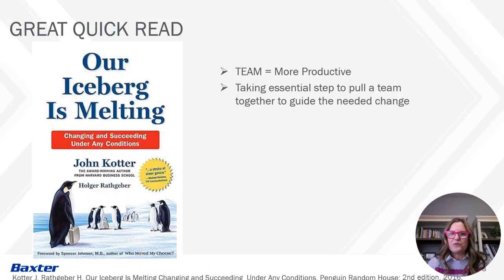I think a great quick read for any of your team would be Our Iceberg Is Melting, by John Kotter. Really it explains how team together, T-E-A-M, is more productive. I like that statement: together each achieves more, and taking those essential steps to pull a team together to guide the needed change. And also as you read this short story, you can really see the benefits of having a team with different perspectives, right? It can really help build that team.